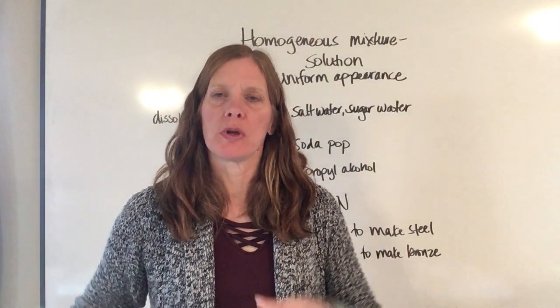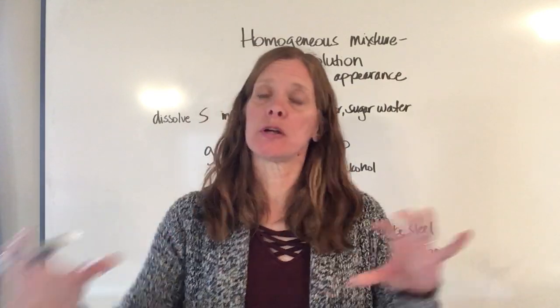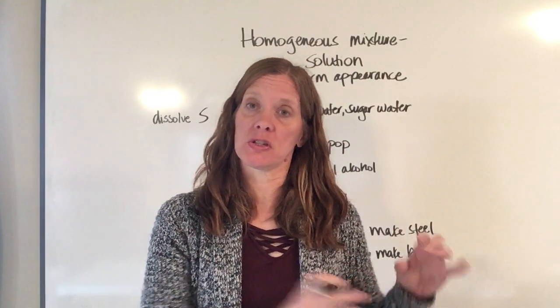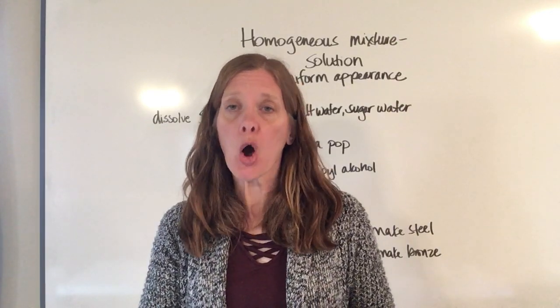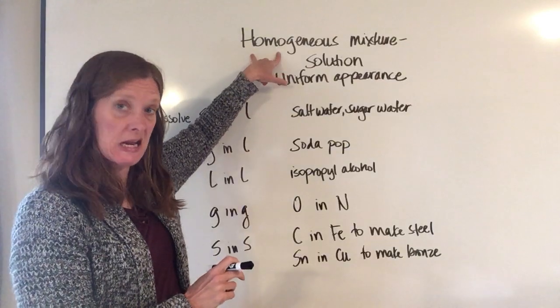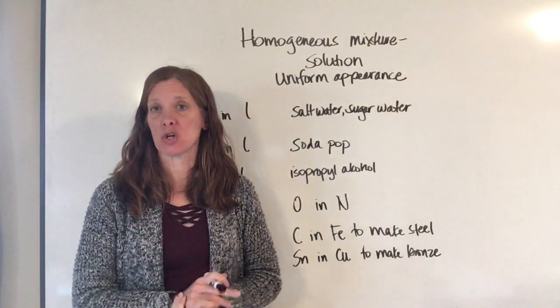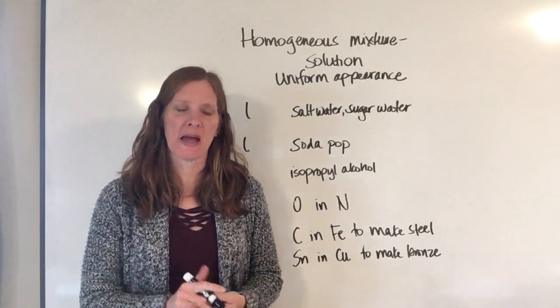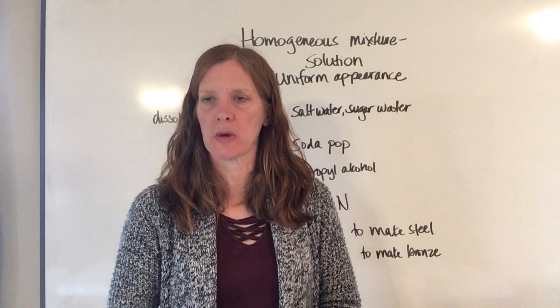Right, so when we first started this chapter, we talked about heterogeneous mixtures. Today we're going to move to the other side of those mixtures in that diagram that we had, and we're going to talk about homogeneous mixtures. The prefix homo means the same, and so a homogeneous mixture has a uniform appearance all the way through. It doesn't matter if you take part out of the top or part out of the bottom, it's going to look the same all the way through.